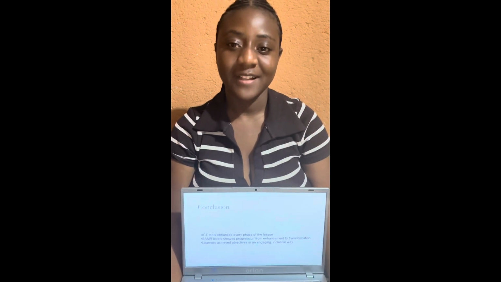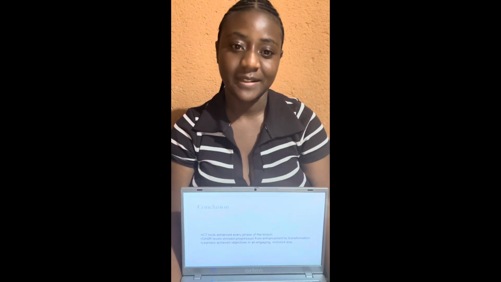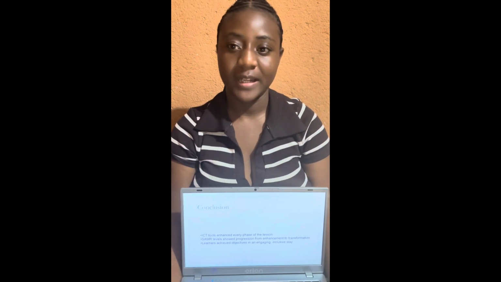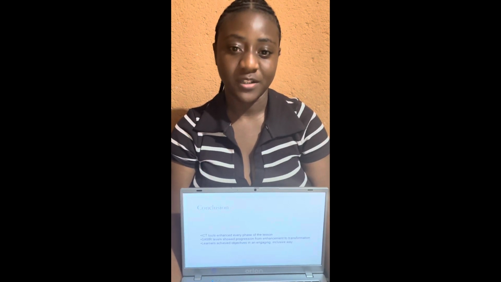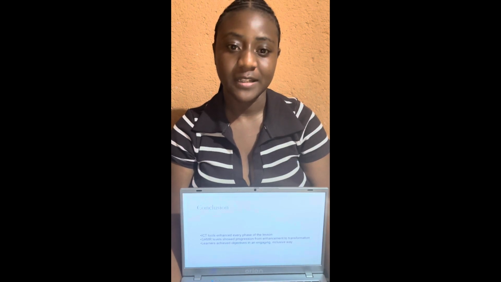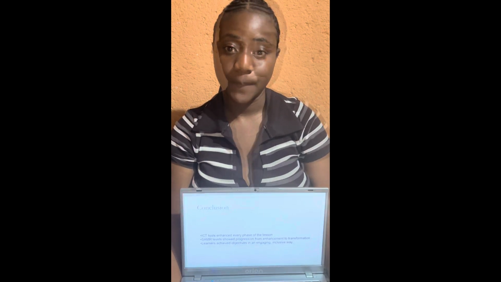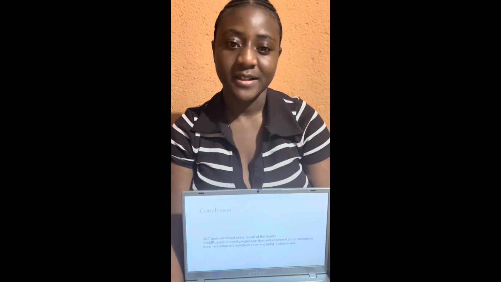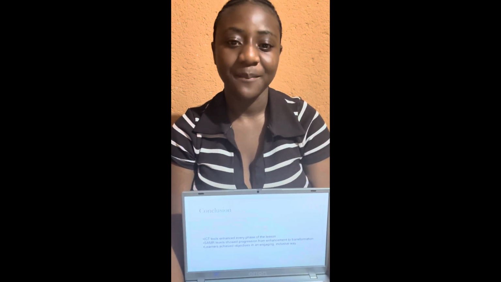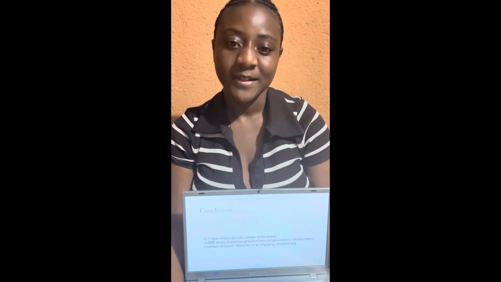In conclusion, ICT tools enhanced every phase of the lesson. The SAMR levels showed progression from enhancement to transformation. Learners achieved the objectives in an engaging, inclusive way. My presentation is structured, clear, and confident, showing how ICT can meaningfully transform teaching.